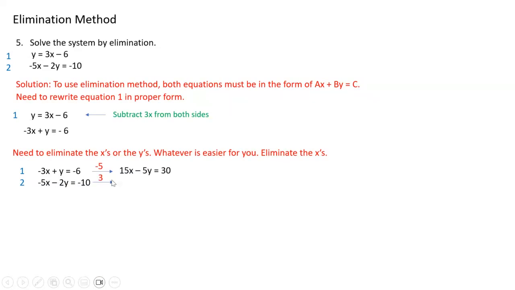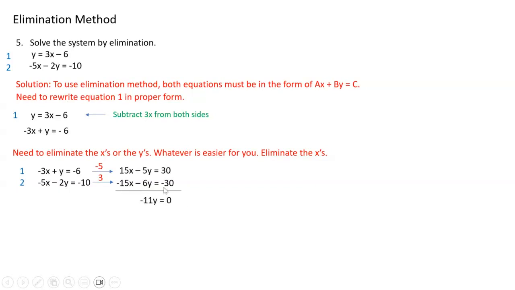Why? Because this guarantees that it's going to give me a positive 15x and a negative 15x. For example, negative 5 times negative 3x gives us a positive 15x. Negative 5 times a positive y gives us a negative 5y. And negative 5 times negative 6 gives us a positive 30. In equation number 2, 3 times negative 5x gives us negative 15x, 3 times negative 2y gives us negative 6y, and 3 times negative 10 gives us negative 30.